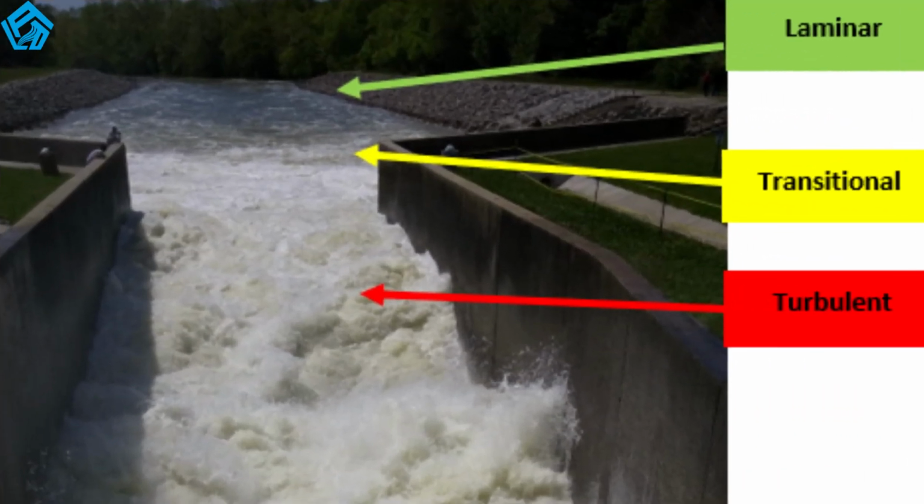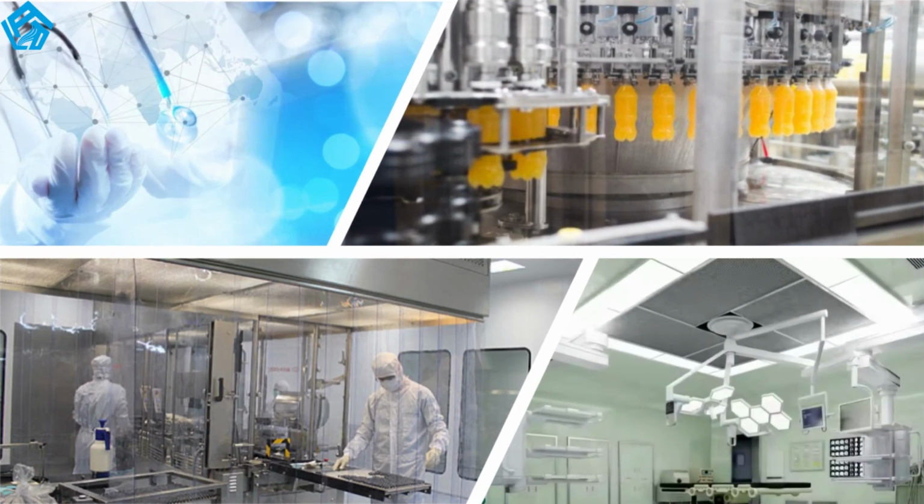Minimizing turbulence. Higher velocities can cause turbulence, which disrupts the laminar flow and stirs up contaminants. A velocity of 0.45 meters per second provides a controlled, unidirectional flow that minimizes the chance of turbulence and ensures contaminants are efficiently swept out of the cleanroom.